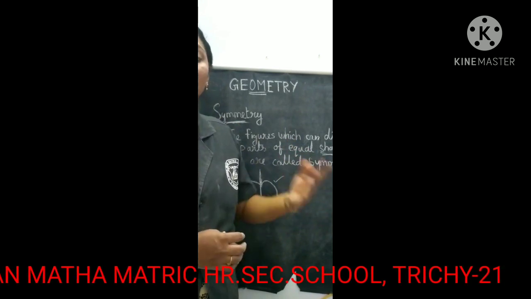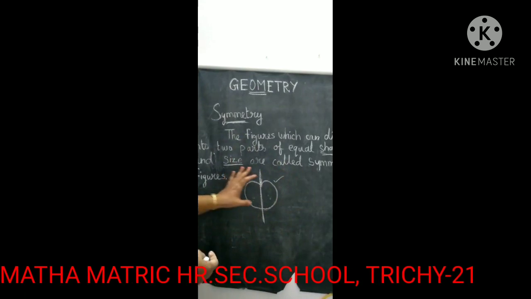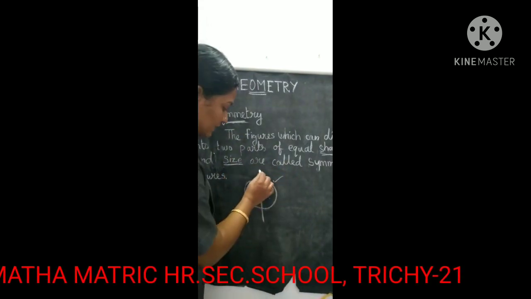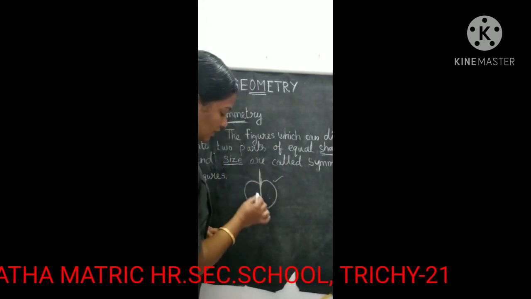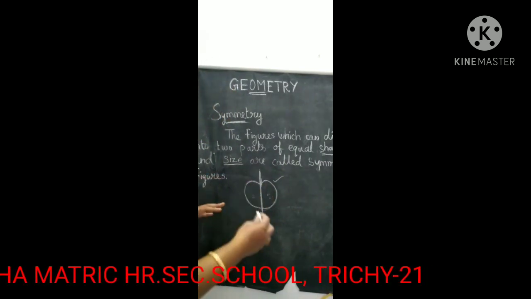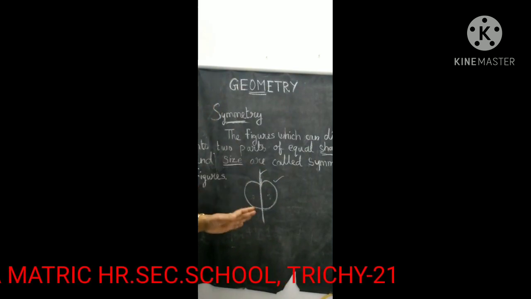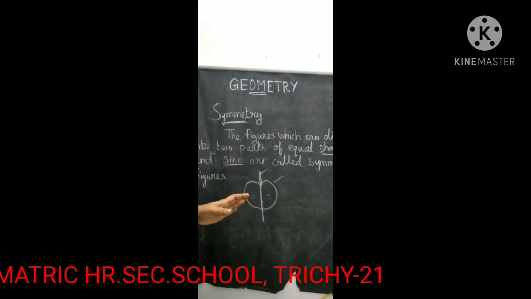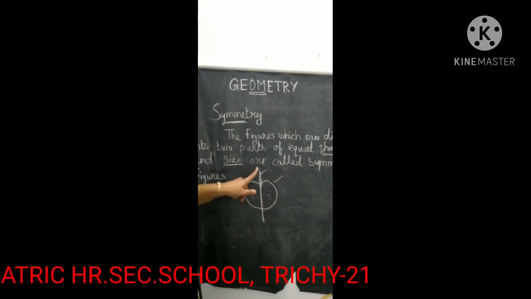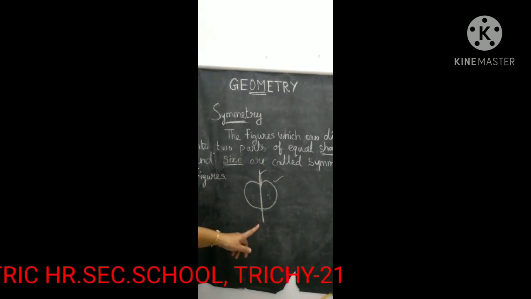Next is the symmetrical line. In this symmetric object, the middle line divides it into two equal half parts. This line is called the symmetrical line, the line of symmetry.